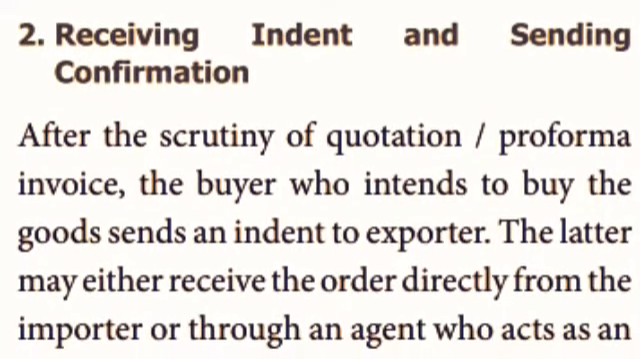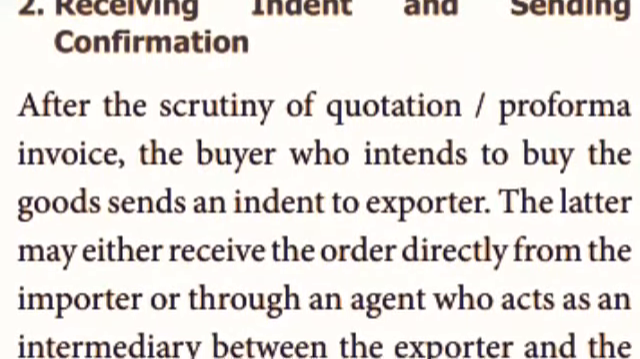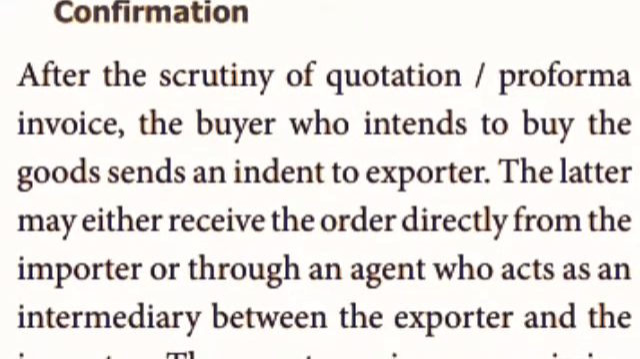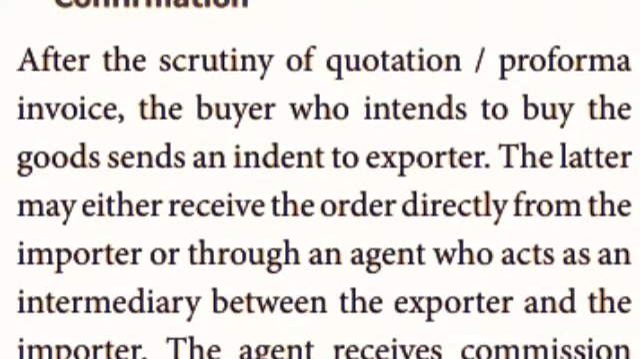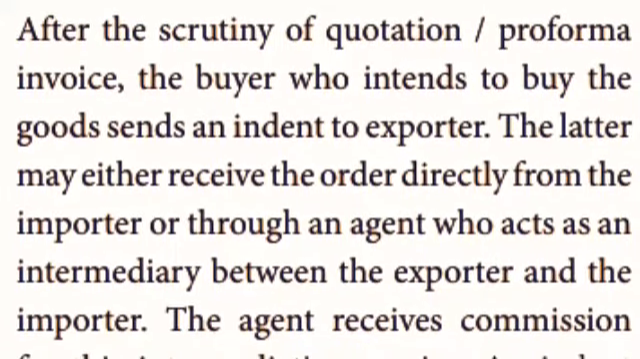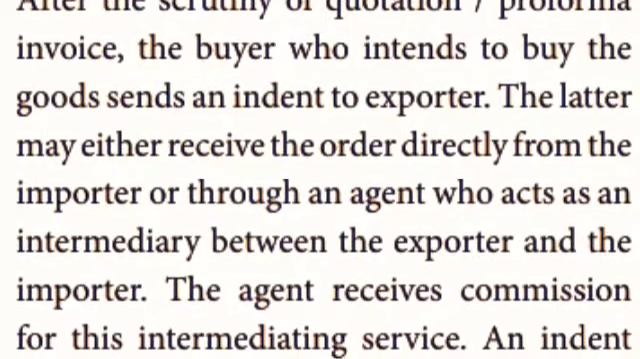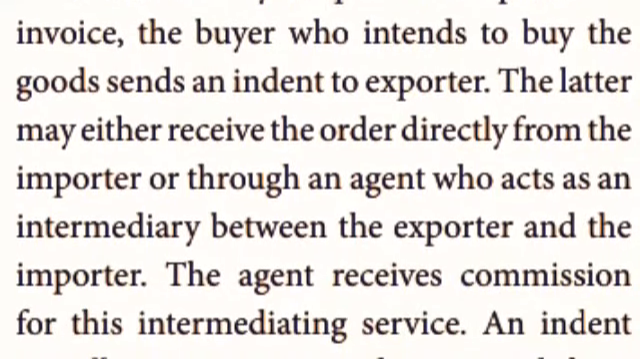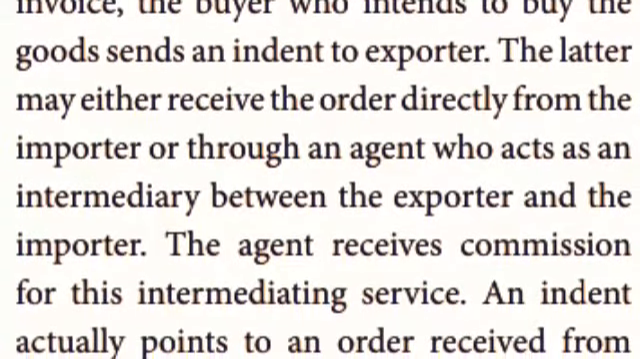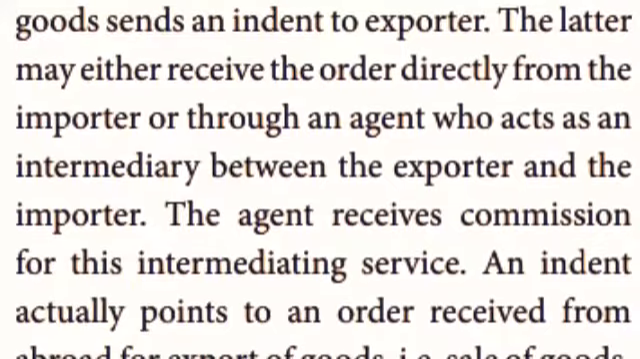The latter may either receive the order directly from the importer or through an agent who acts as an intermediary between the exporter and the importer. The agent receives the commission for this intermediating service, and intent actually points to an order received from abroad for export of goods, like sales of goods. The intent contains the details in the box.